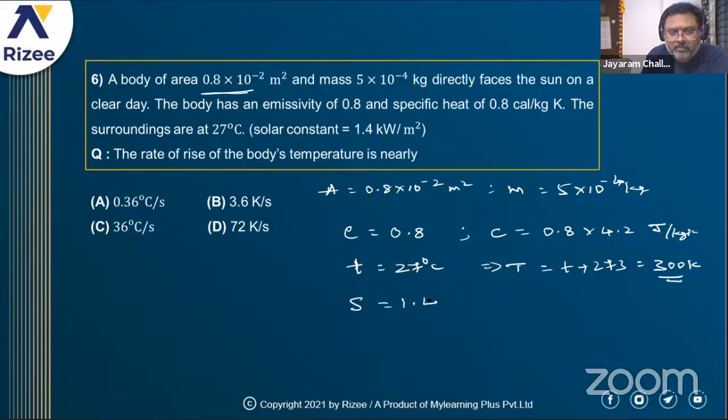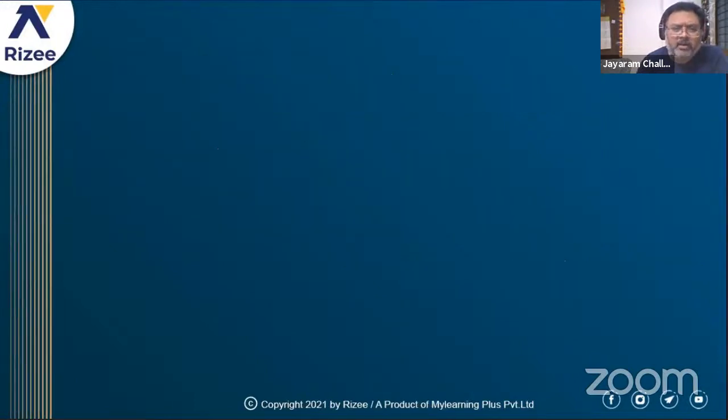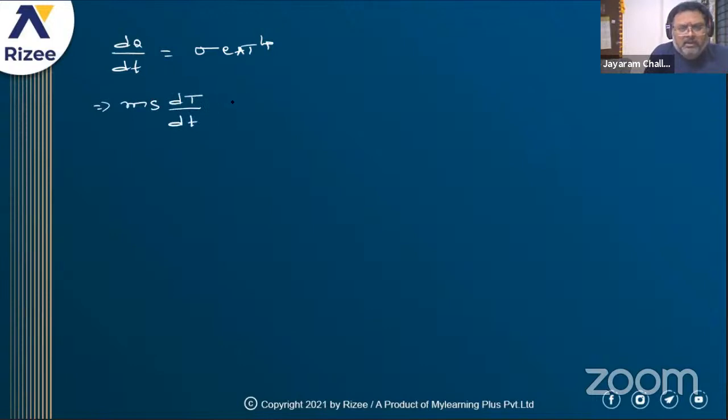So now he has also given the solar constant, S is equal to 1.4 kilowatt per meter square. Solar constant is sort of an intensity condition. So this particular thing is going to work on Stefan's law. That is dQ by dt, energy radiated per unit time, that is the power, is equal to sigma E A T power 4. From this, this can be written as mass into specific heat into dT by dt. So this is the value of our dQ by dt.